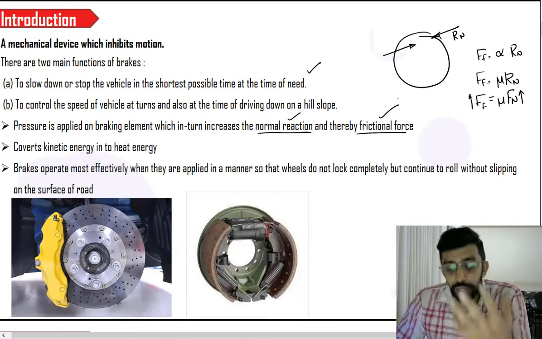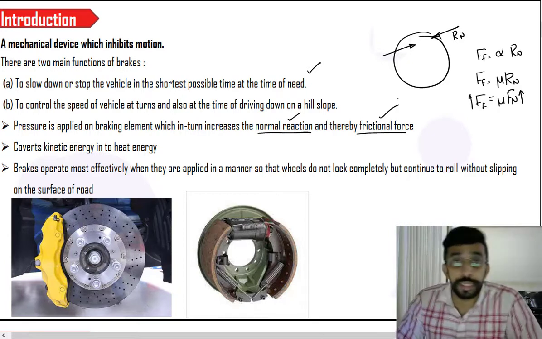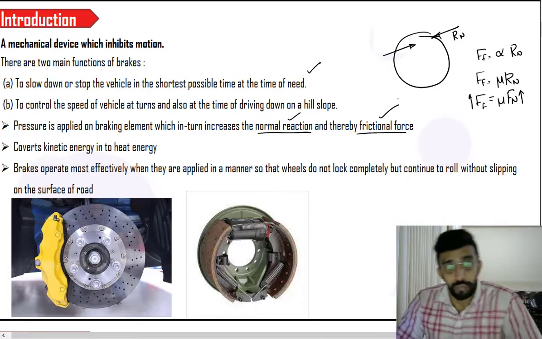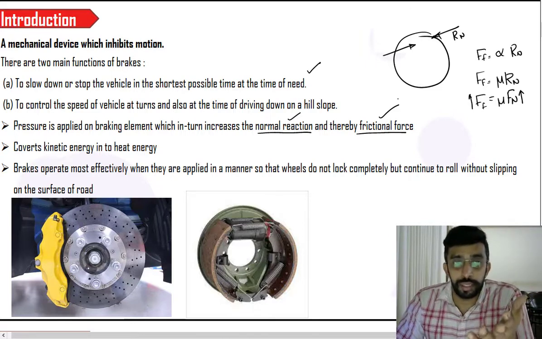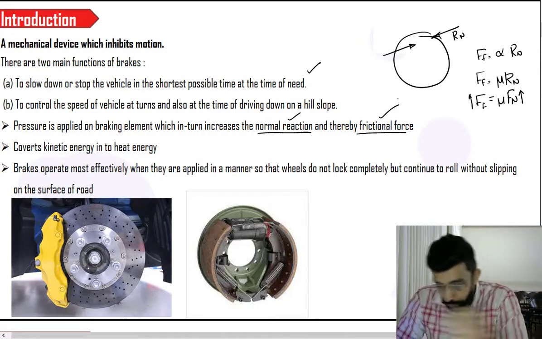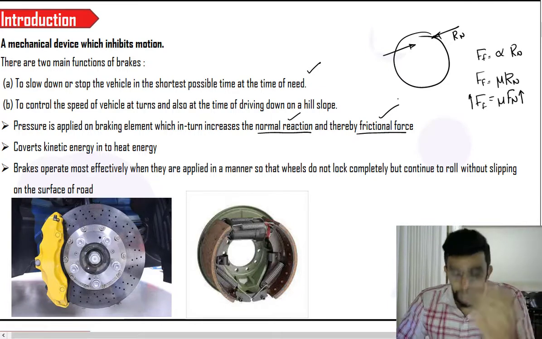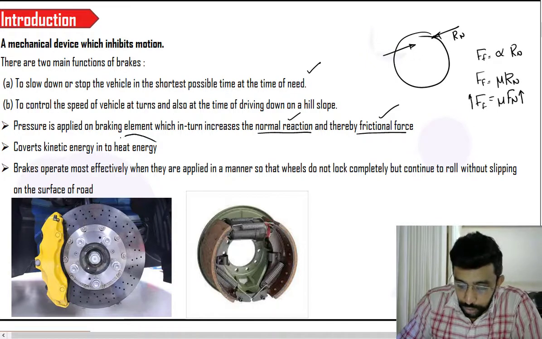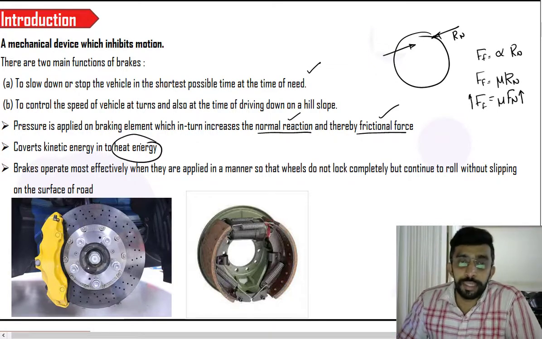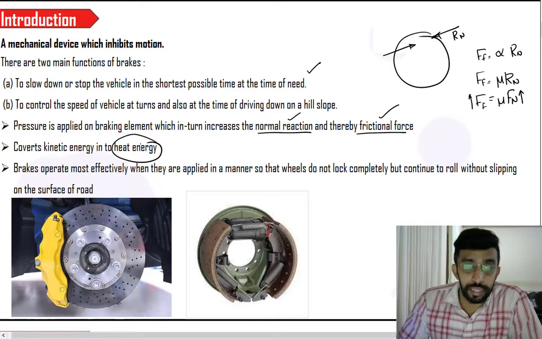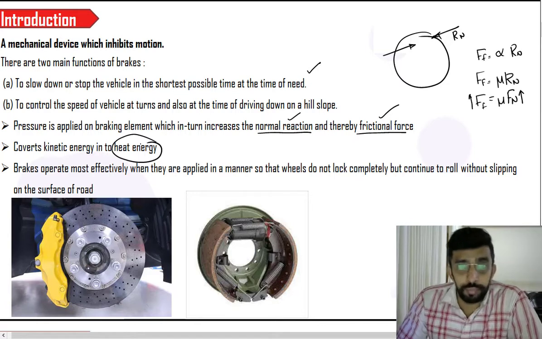Now what happens at the time of braking? Based upon thermodynamic principles, energy can be neither created nor destroyed. So when a body is rotating, it possesses some amount of rotational kinetic energy. If you want to brake it, you have to convert this energy, and that conversion happens towards heat energy. So the kinetic energy is converted into heat energy. That's the reason why the braking system heats up when we apply the brake.